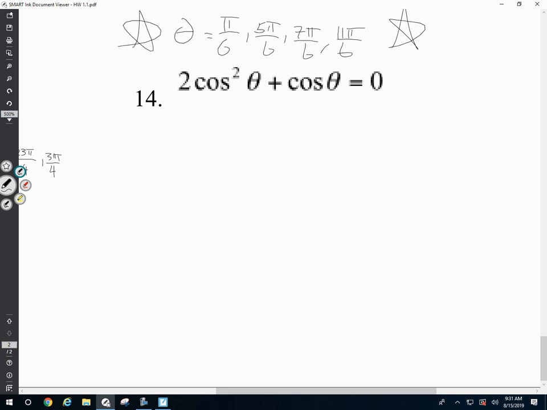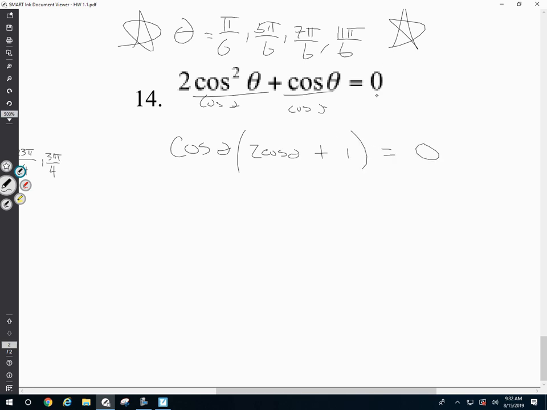Seems daunting. If you try to isolate the cosine, it's not going to work out well for you. To solve this one, the best technique is to factor. If you factor out a cosine, so you're dividing out a cosine from both of these terms, if I divide it out of this term, I'm left with 2 cosine theta. If I divide it out of this term, I'm left with a 1.